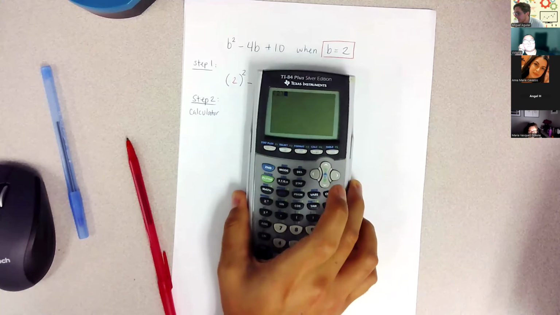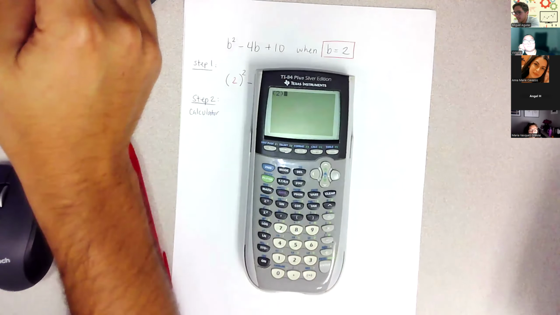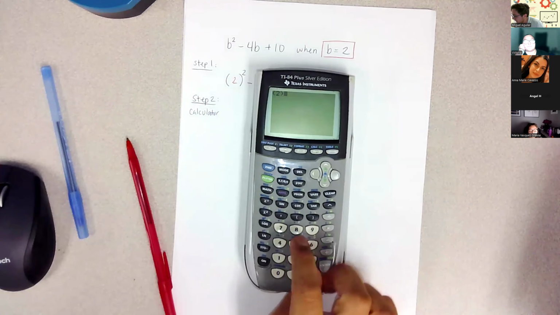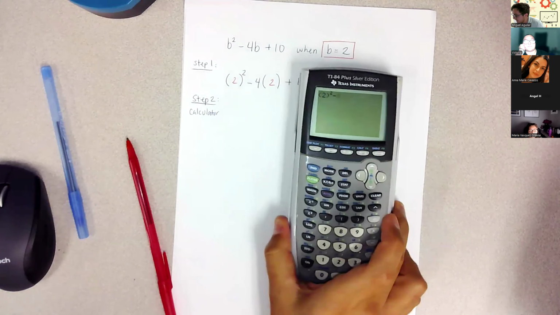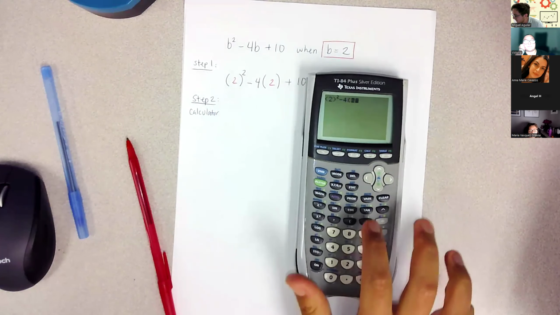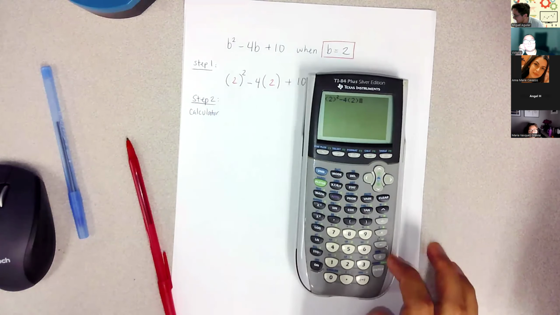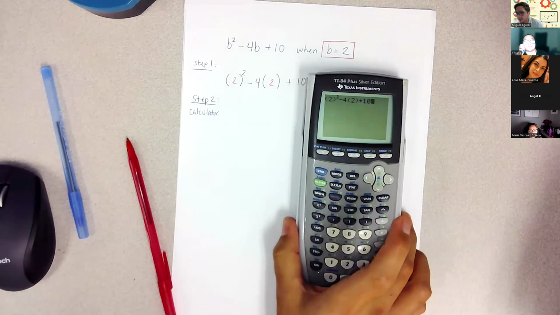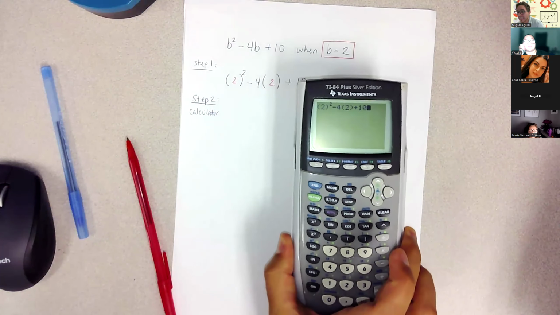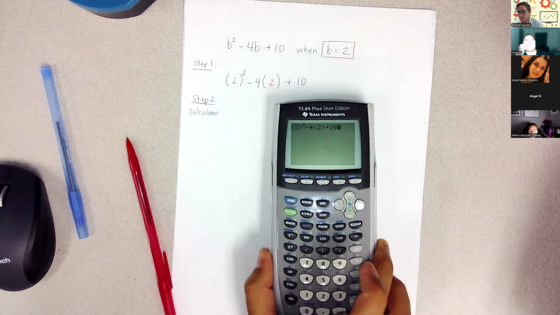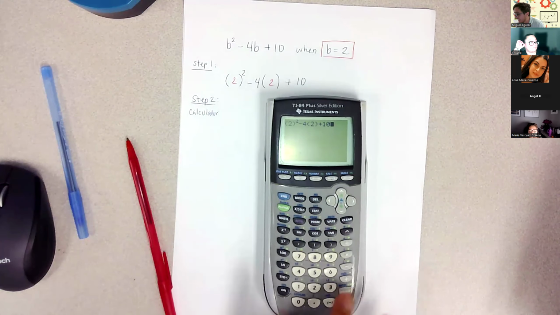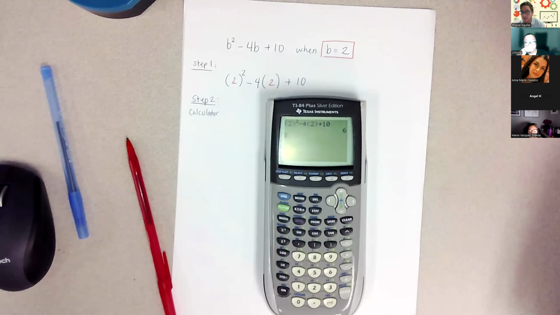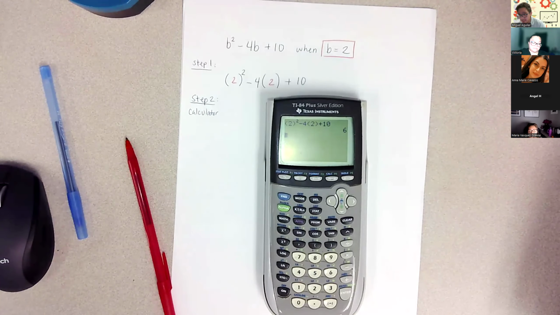I don't know if you guys can see this. Let me see if I can turn on this light. It's a little bit brighter. I'm going to raise that to the second power, minus 4 parentheses 2, close the parentheses, plus 10. Okay. Is that exactly what I wrote down? If you can type that into the calculator exactly as you wrote it down and hit enter, it'll do the work for you. Your answer is 6.